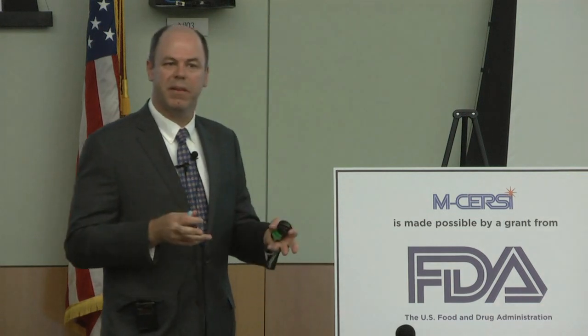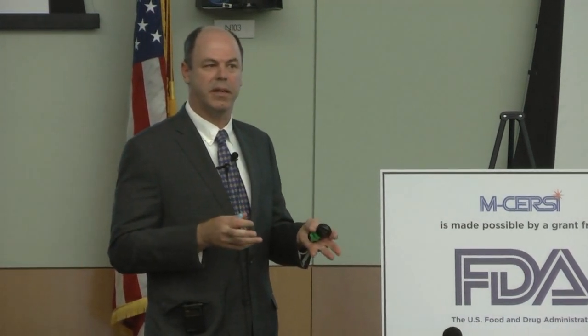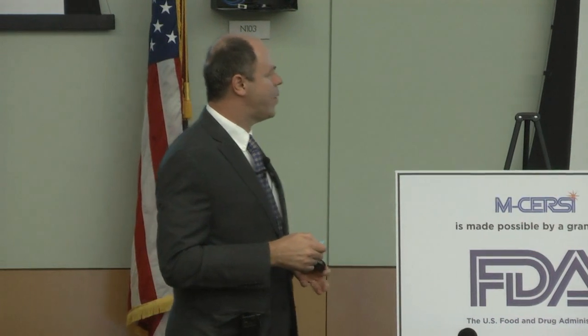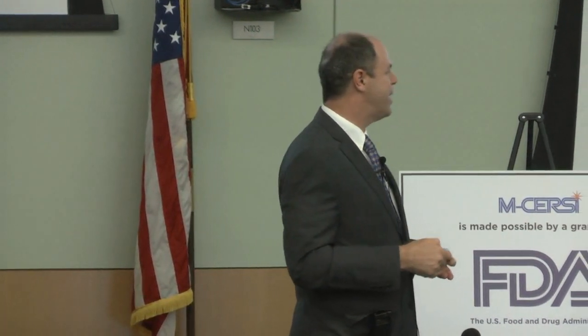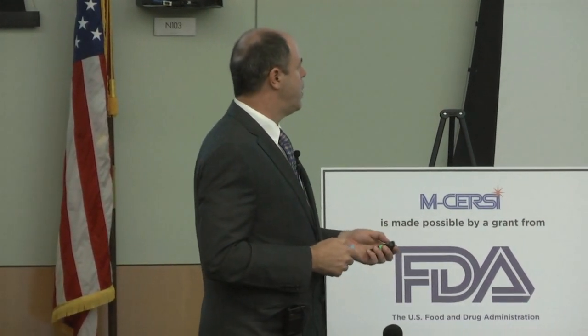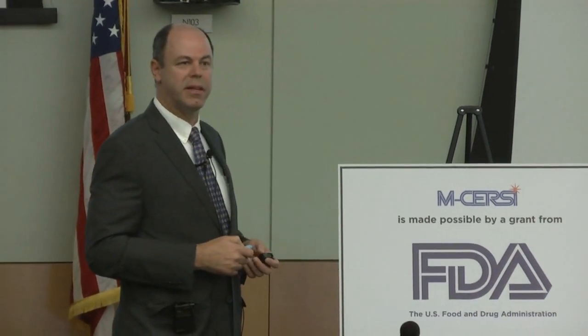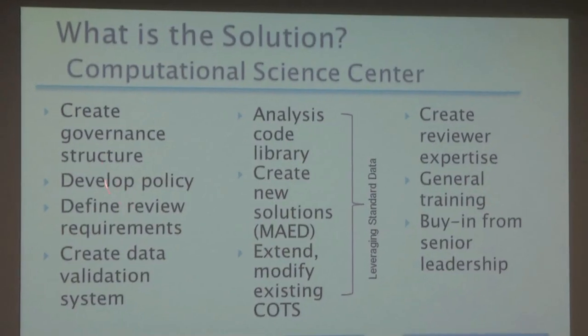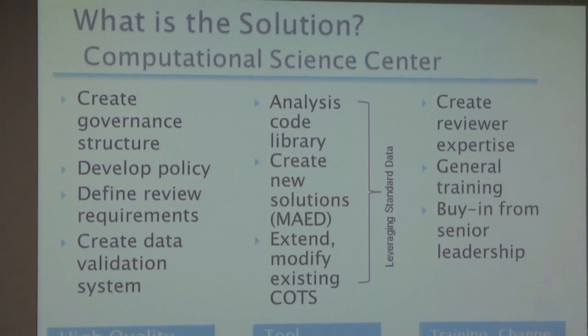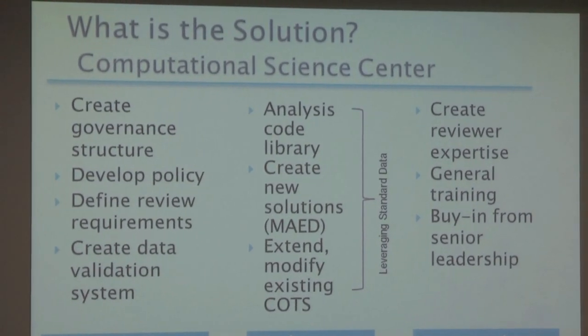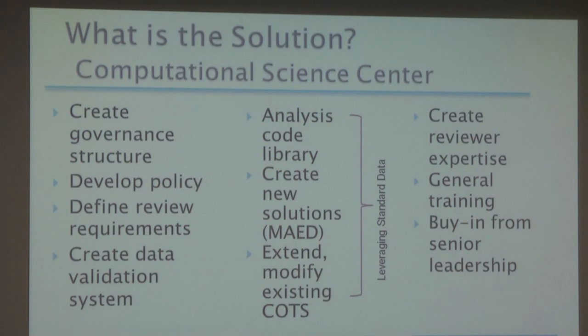Although data standards were approved for submission in 2004, we really weren't receiving much of it when we started the CSC, the Computational Science Center. And over the last few years, we went from about 10% in 2009 to over 50% of applications now having standardized data. So let's take a look at just some of the components of the Computational Science Center effort to do this. Each one of these bullets represents a pretty significant activity that I could give an entire lecture on individually, each by itself.